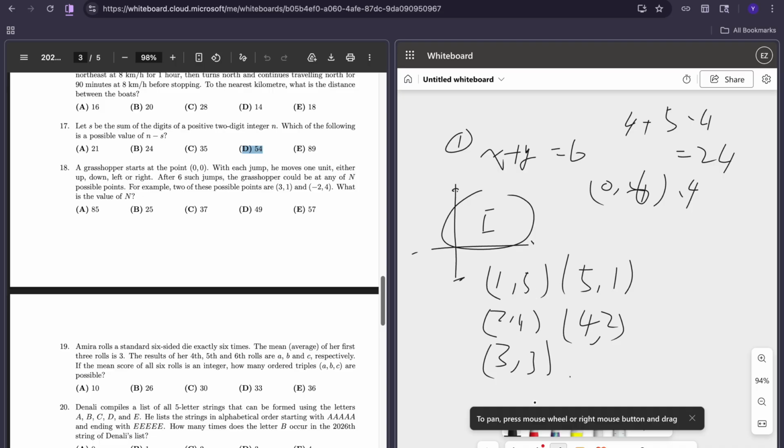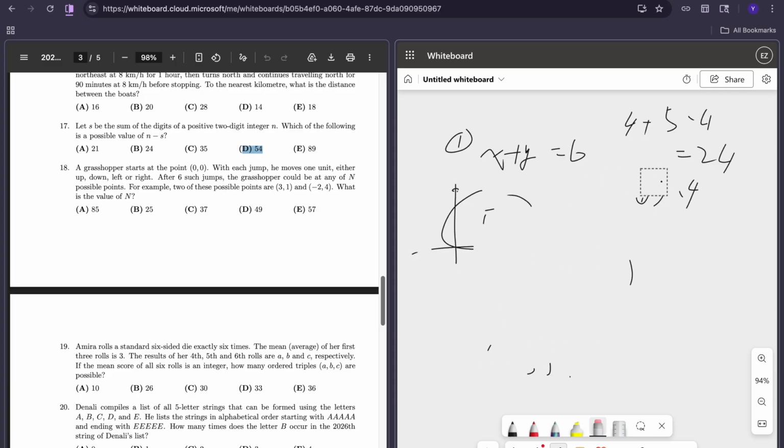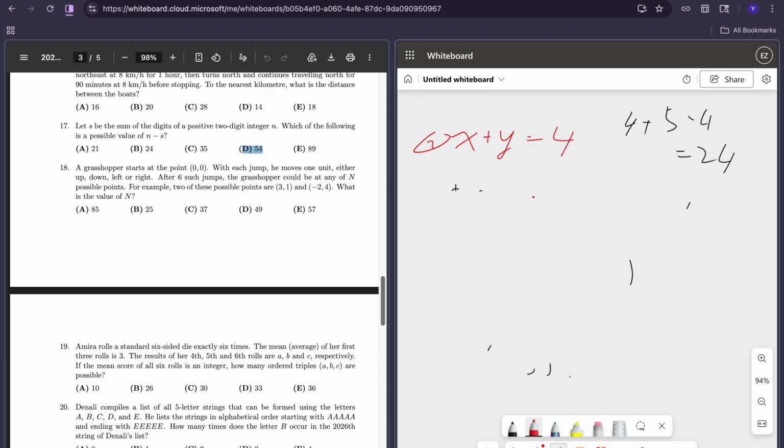Second case, x plus y equals 4. So we have (1, 3), (2, 2), and (3, 1), where x and y are not equal to 0. So 3 times 4, and we add the 4 points that are on the axis, plus 4, we get 16.